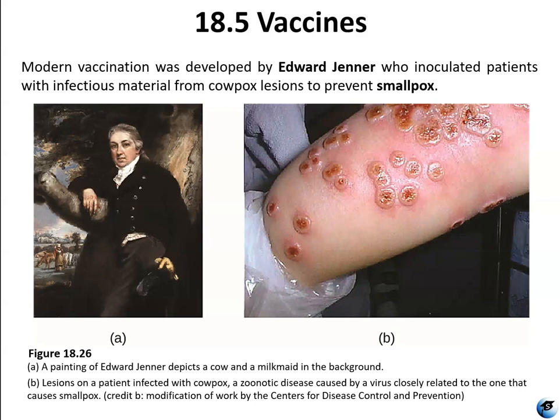These are lesions that were infected with cowpox, and it's caused by a virus closely related to the one that causes smallpox. So what he did was he used inactivated cowpox virus and used that to inoculate a patient, which could prevent them from then contracting a very similar virus, being smallpox. And smallpox is a very, very, very deadly virus. So Edward Jenner is a hero of microbiology and vaccine development.